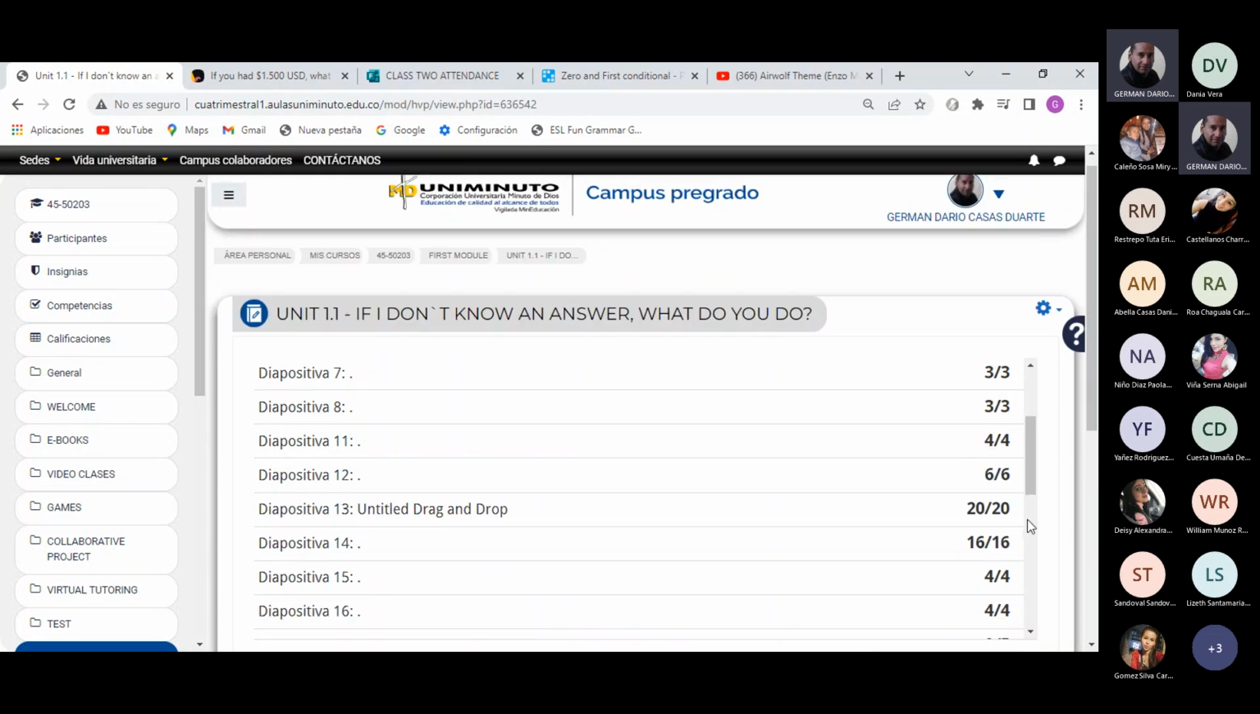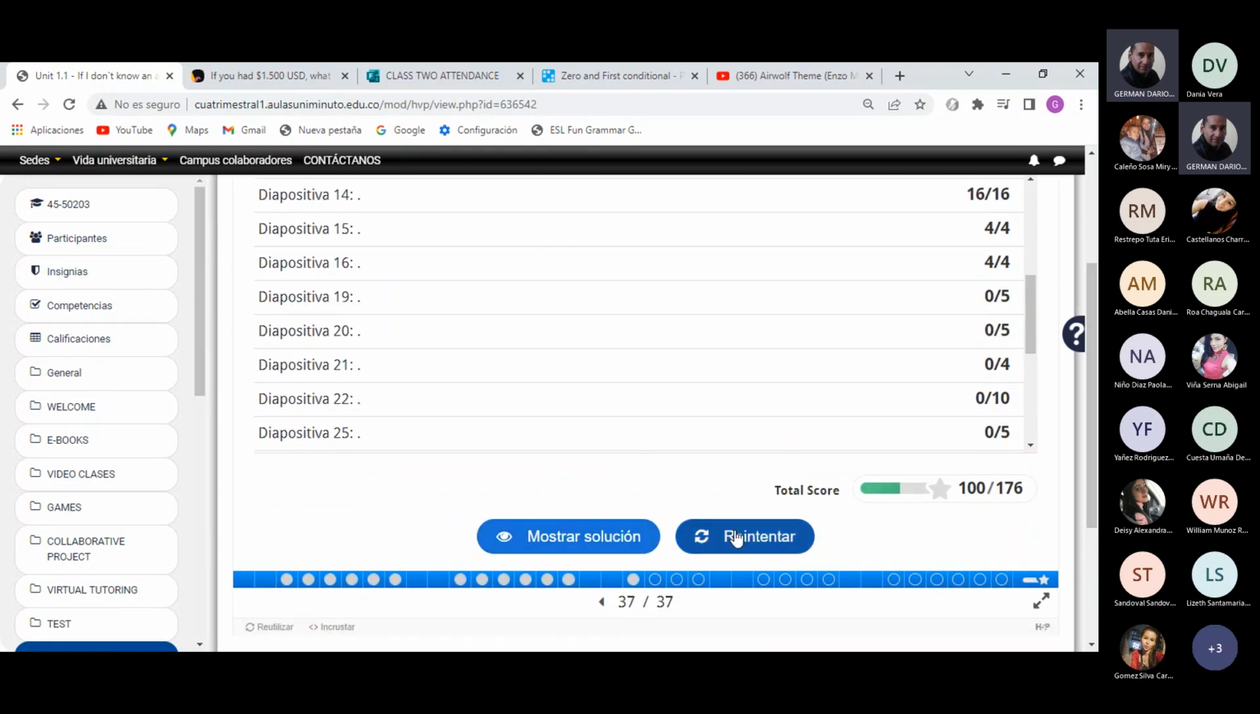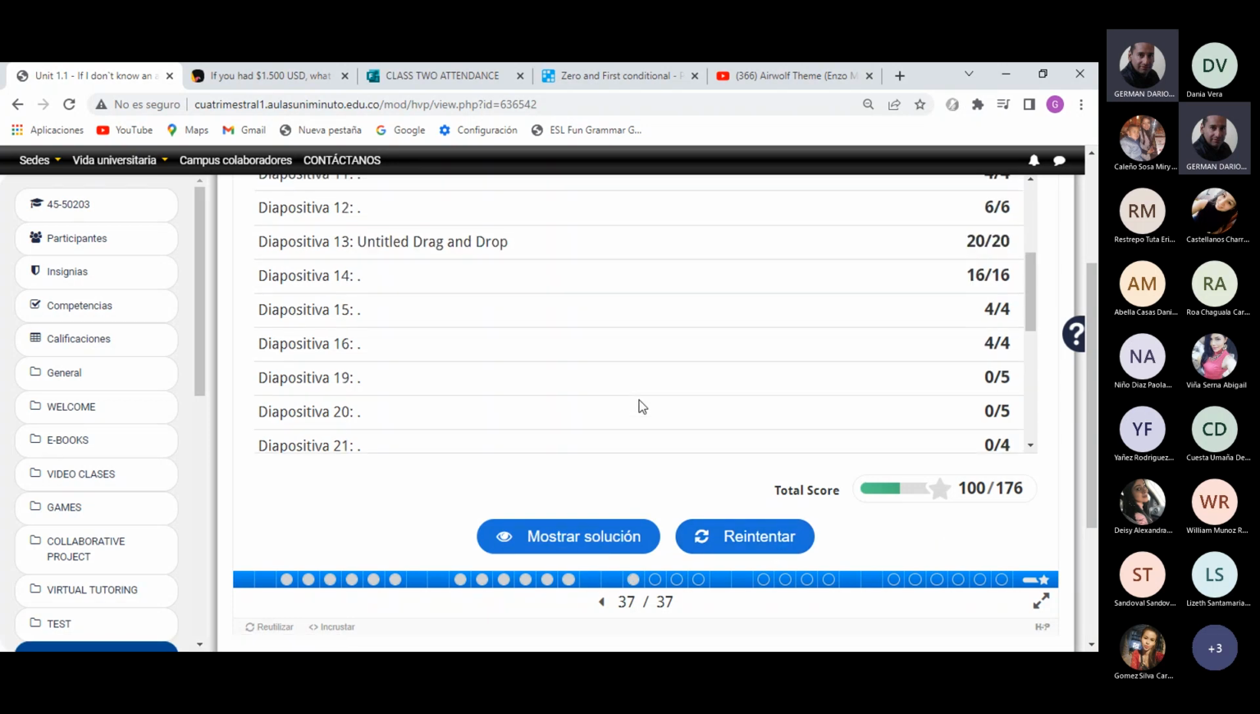Muy importante que le hagan esta parte en resumen. No le van a dar en reintentar, porque si ustedes le dan reintentar, eliminan todo el progreso. Entonces supongamos que usted ya hizo todo y por el afán a veces que tenemos, uy, debo reintentar. Si yo le doy reintentar, me toca volver a empezar desde el principio de la unidad.